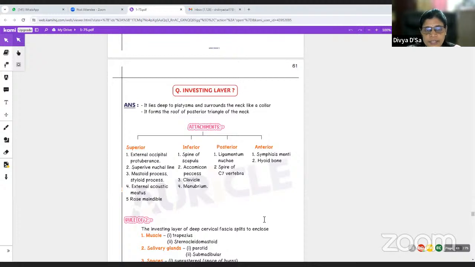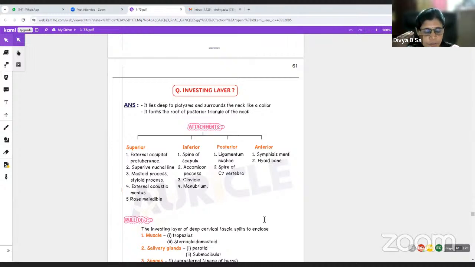So first coming to the investing layer. It lies deep to the platysma. Platysma is in the superficial fascia, okay? So this investing layer lies deep to the platysma and surrounds the neck like a collar. That is why it is called the investing layer. It's all around the neck. So for attachments, we need to know the superior attachment, the inferior attachment, anterior and the posterior, okay?